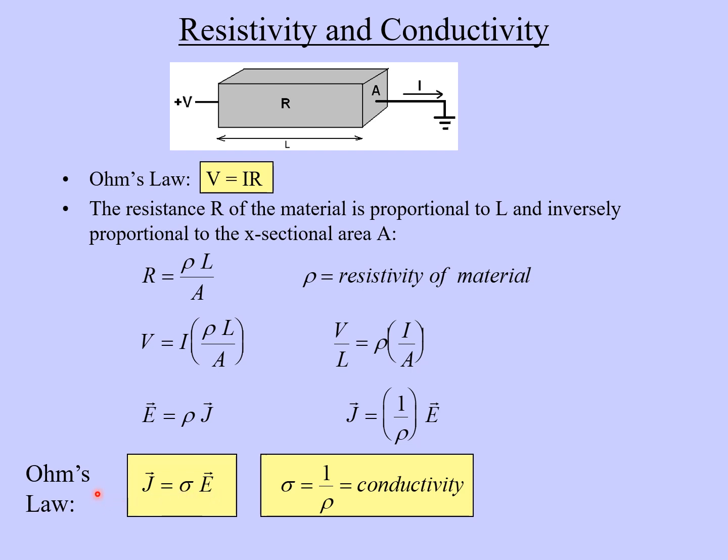Even though it doesn't look like Ohm's law, you learned V is equal to IR in your circuit class; this is another way to express Ohm's law in more advanced textbooks. J, the current density, is equal to conductivity times electric field strength.